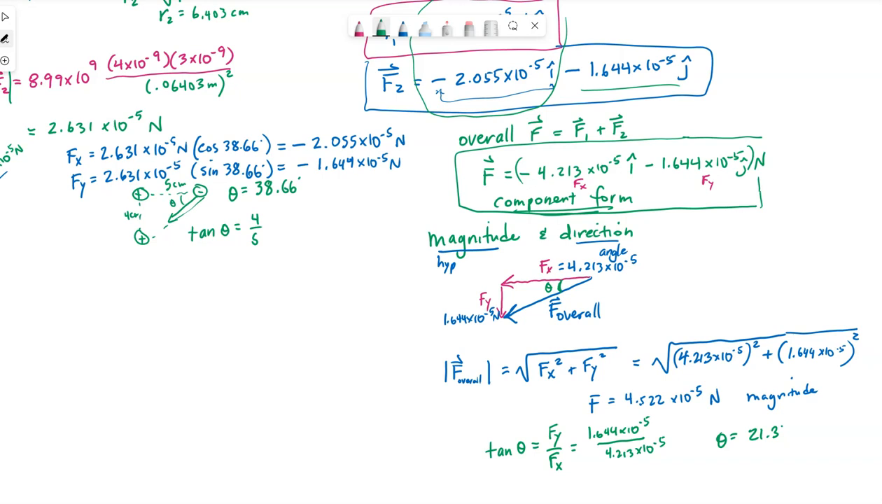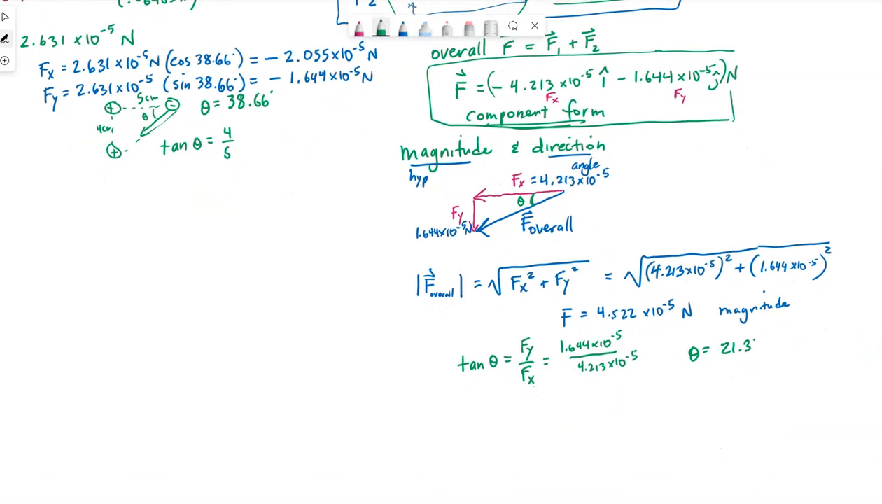Now I can't leave my answer as just 21.3. So writing in terms of 2 sig figs, because I believe that's what we were given the numbers in terms of.